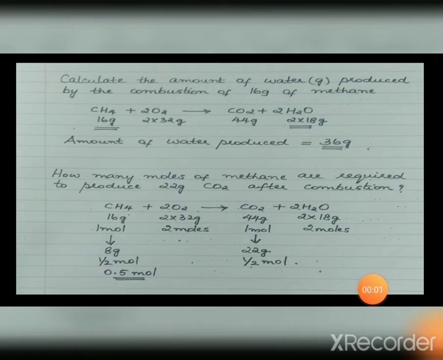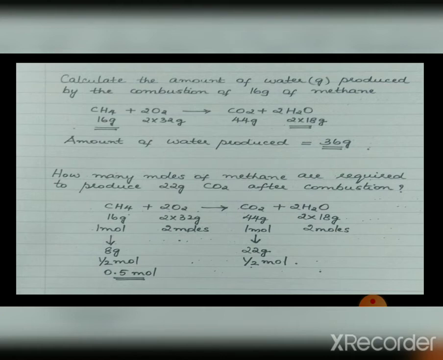How many moles of methane are required to produce 22 gram of carbon dioxide after combustion? So here first write the balanced chemical equation. That is CH4 plus 2O2 gives CO2 plus 2H2O. And after that write the molar masses of all the reactants and the products below each one. So we can write 16 gram, then below oxygen it is 2 into 32 gram, 44 gram for carbon dioxide and 2 into 18 gram for water.